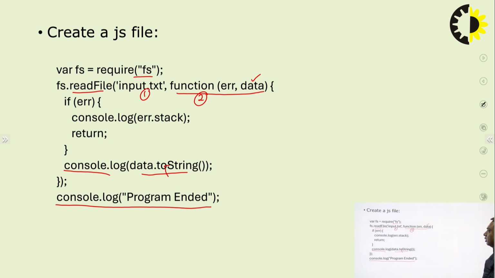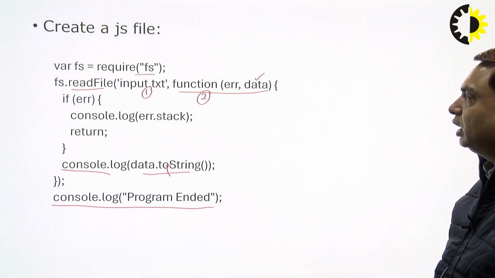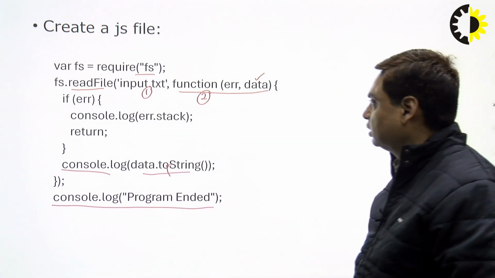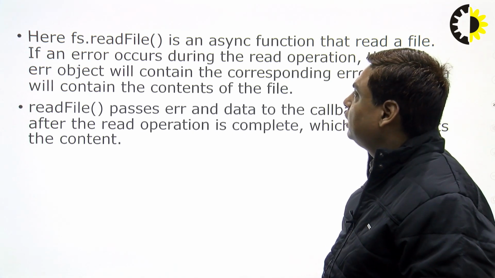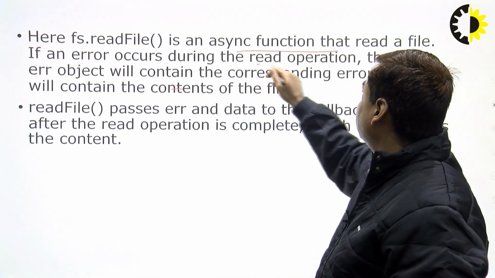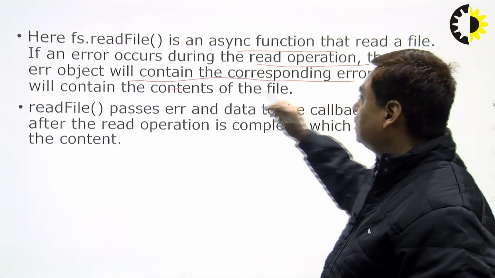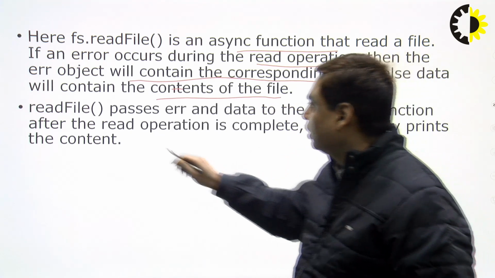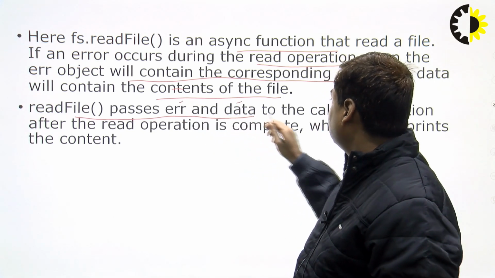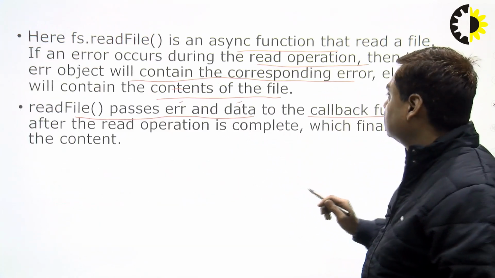Basically, this program is not part of event handling. It is just to show that we can run the callback function asynchronously and we can read any file asynchronously. So here fs.readFile is an asynchronous function that reads a file. If an error occurs during the read operation, the error object will contain the corresponding error, else data will contain the contents of the file. readFile passes error and data, these two arguments, to the callback function. So this is the callback function. The name is not mentioned, it is an anonymous function.